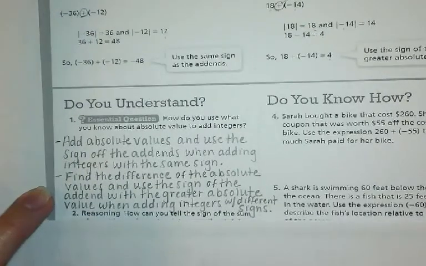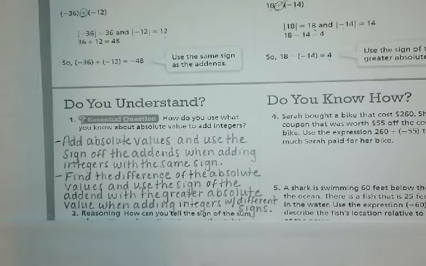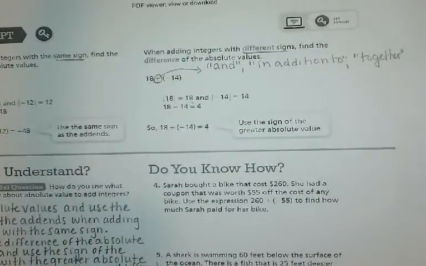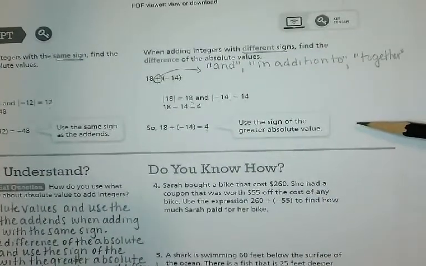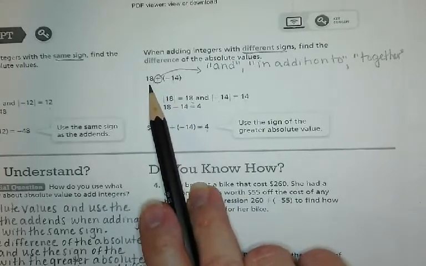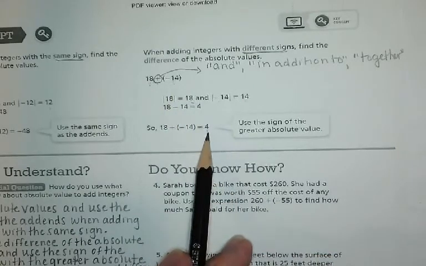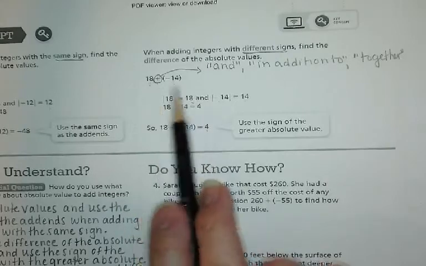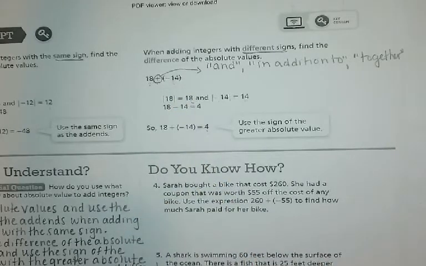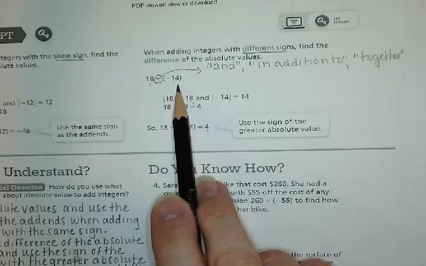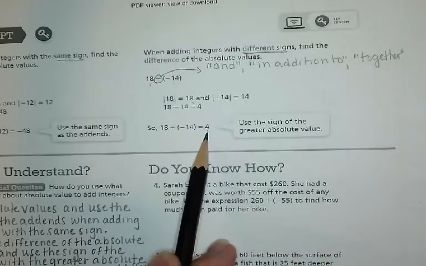Second point, find the difference of the absolute values and use the sign of the addend with the greater absolute value when adding integers with different signs. And that information goes along with this example at the top, where maybe you have money to start and then you're spending some. You're going to subtract, find the difference, and then keep the sign of whichever absolute value was larger. So in this case, you have more money than you're going to spend. So you would have a positive $4 left.